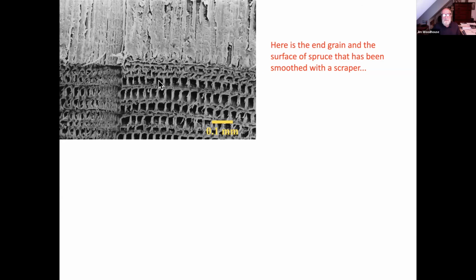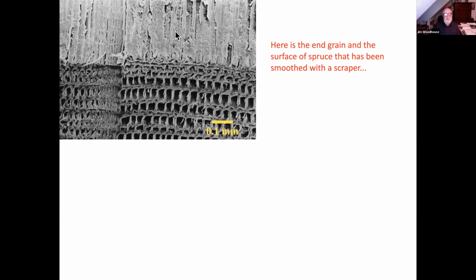This is a view of the end grain of spruce, and then there's a right angle corner here, and here's the surface running away from you. And that surface has been scraped with a cabinet scraper. And you can see that that's done two things. First of all, the surface looks quite smeary and flat. So the stuff of the wood cells has been smeared out a bit by the scraping action. So this is not a clean cut.